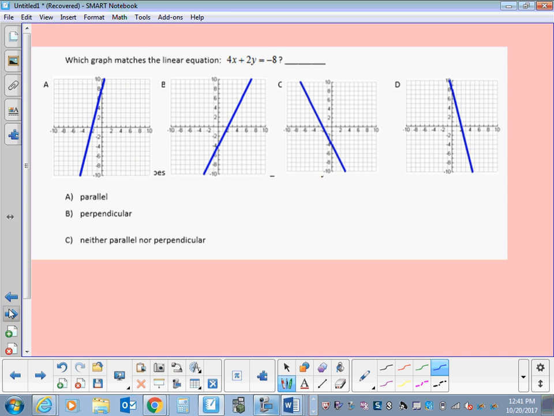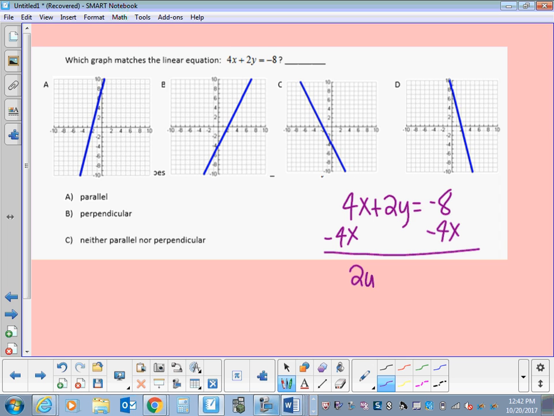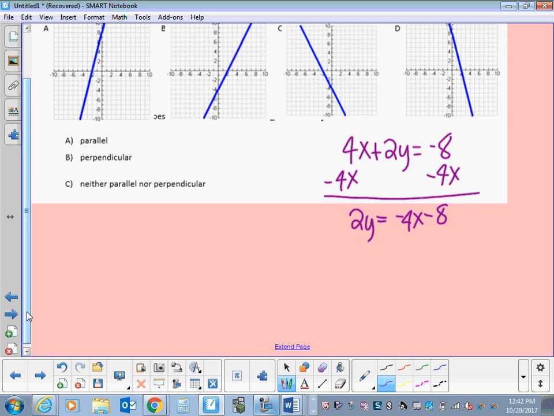All right, which graph matches the linear equation? Do I have it in y equals yet? Yep, let's get y by itself. So I have 4x plus 2y is equal to -8. How do I do that? So we have 2y is equal to minus 4x minus 8. I can't combine those two, right? They're not like terms. All right, now what? Divide by 2. So y equals -2x minus 4.